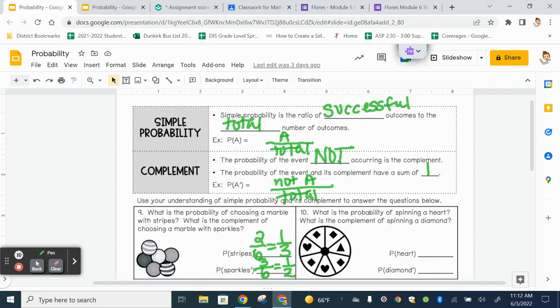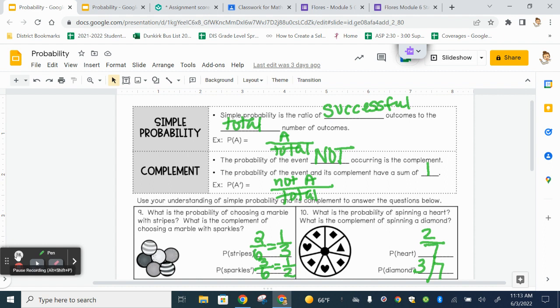What is the probability of spinning a heart? Well, I see 2 possibilities. And out of my total, 1, 2, 3, 4, 5, 6, 7. So 2 out of 7. The next is the probability of not a diamond. Remember that little apostrophe means not, or the complement. So I see that I have 1, 2, 3, 4 diamonds, but I don't want that. I want how many are not diamonds. 1, 2, 3. 3, and my total stays the same. There's still 7. So 3 out of 7 is the complement for that.